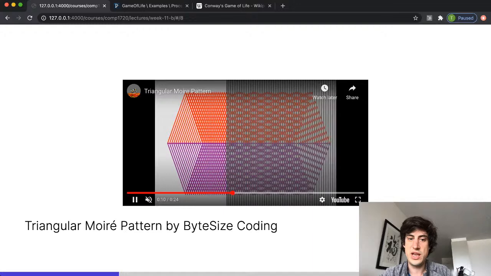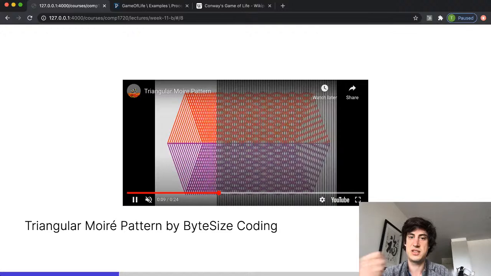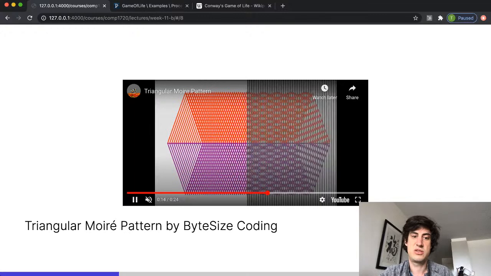We've just got one thing moving across another thing, but the visual effect of this is substantially greater than the sum of the two parts. In fact, it's created by the interactions between those.